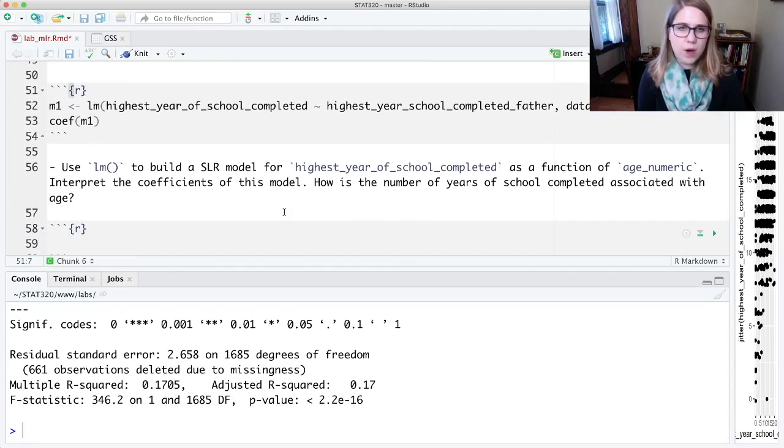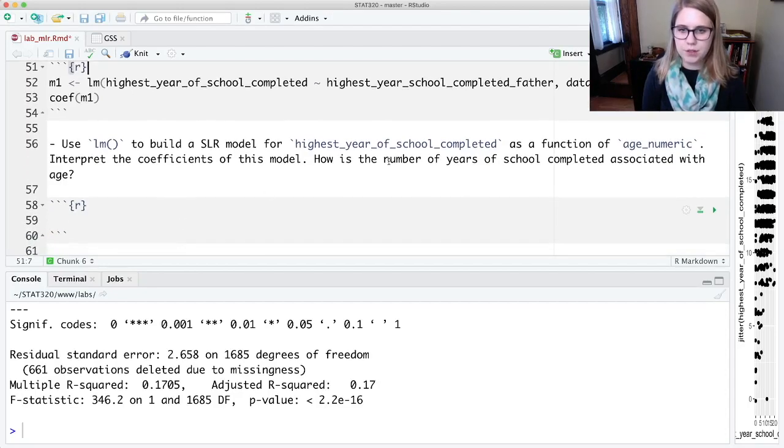And then if we wanted to, we could make a different simple linear model using age numeric instead as our predictor. So I would encourage you to pause the video and try and make that model yourself and then come back and see how I do it.